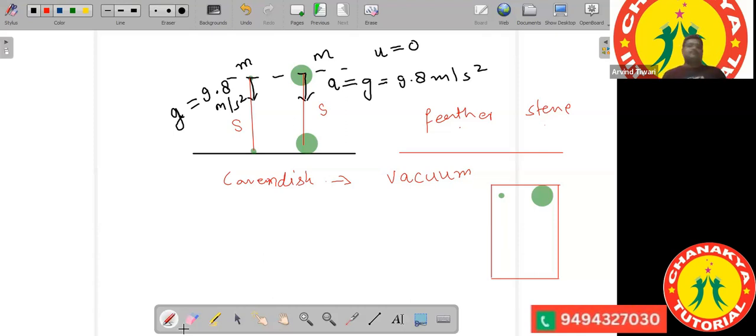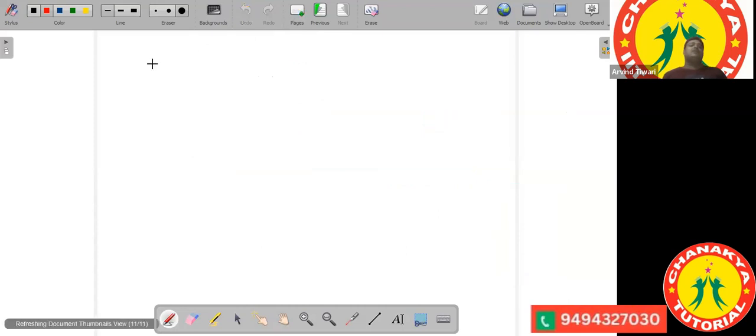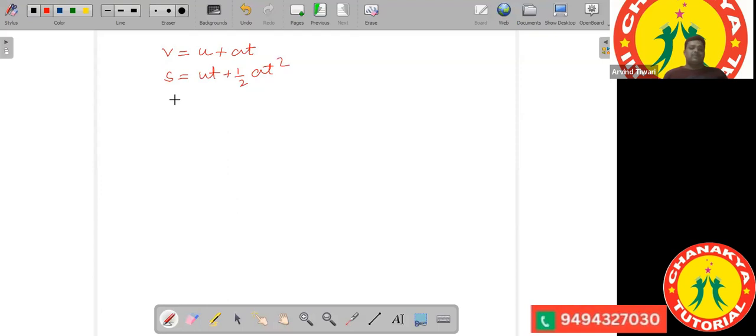Okay. Now we will see, by taking some examples, we will solve a few questions. As we have seen for the equations of motion, we know that the equations of motion are like v equals u plus at. This is the first equation of motion. We have the second equation of motion, s equals ut plus 1 over 2 at squared. And we have 2as equals v squared minus u squared. So these are the three equations of motion which we have studied.